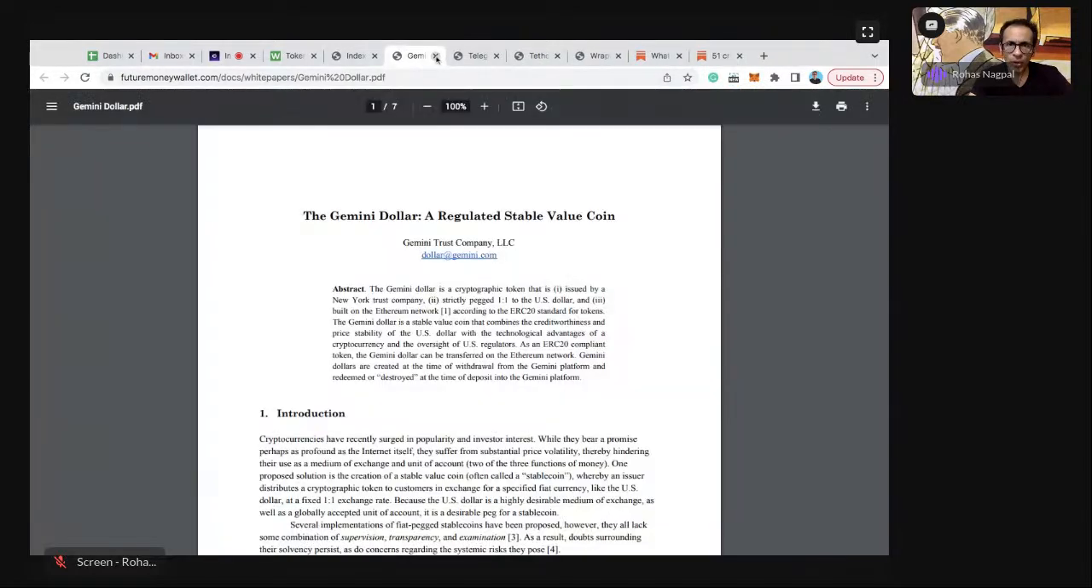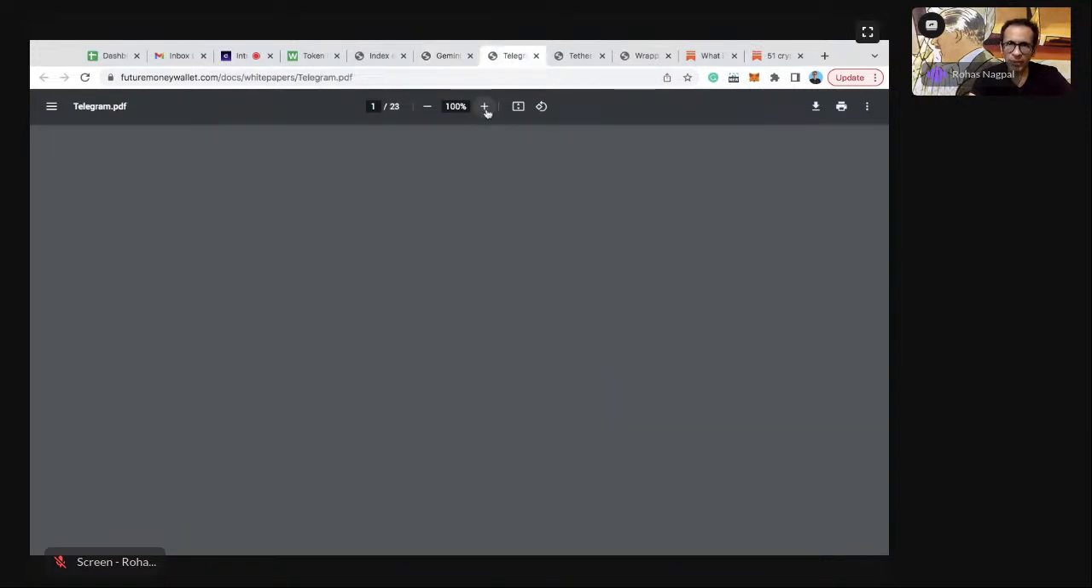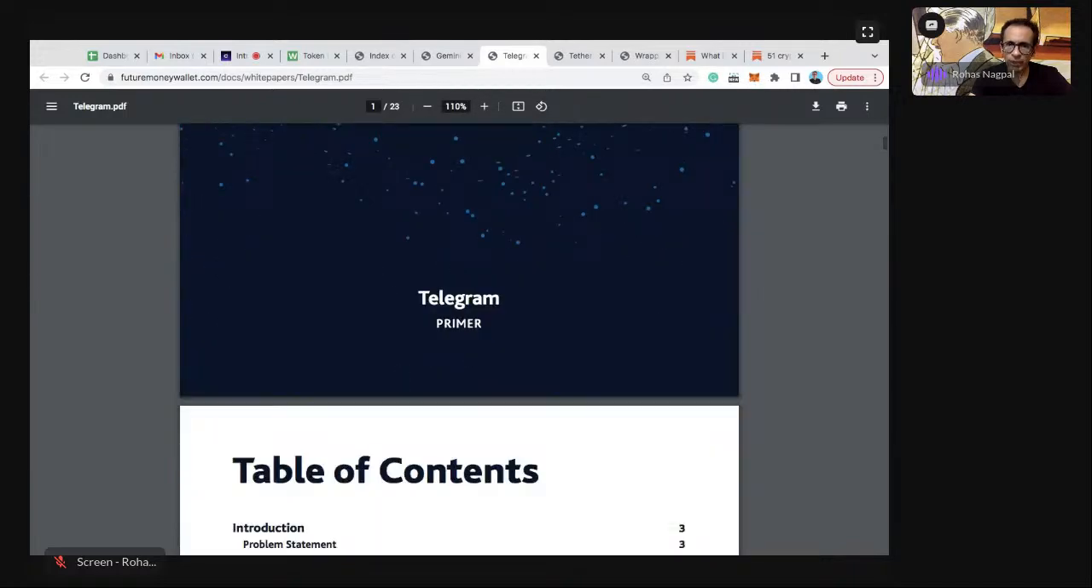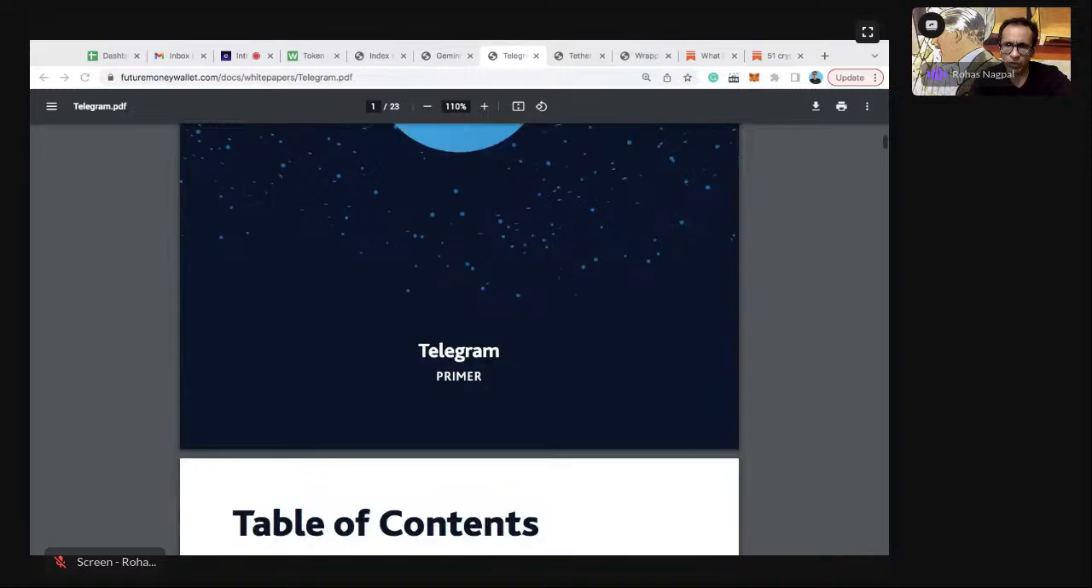There are 2-3 more. One is Gemini, which talks about regulated stable value coins. Another one which you may find interesting: do you guys know that Telegram came out with its ICO and they came with something called the TON token? Yeah, but then they got into a lot of legal troubles in the US. Then they returned $1 billion, as in billion with a B. But now they're back in action. So Telegram is another very good one that you should read about.